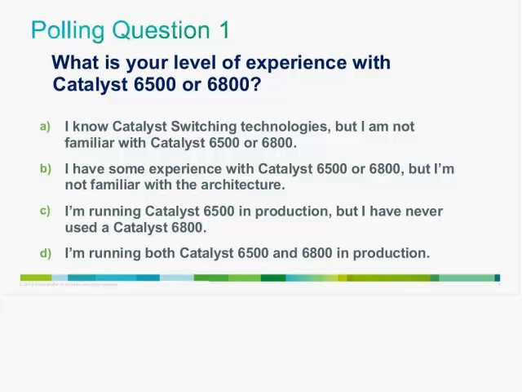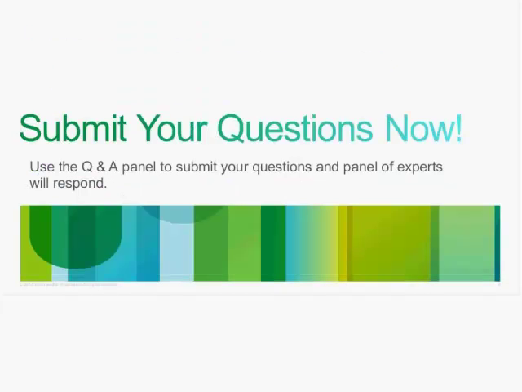We're going to start it off with the polling question. What is your level of experience with Catalyst 6500 or 6800? A, I know Catalyst switching technologies, but I'm not familiar with Catalyst 6500 or 6800. B, I have some experience with Catalyst 6500 or 6800, but I'm not familiar with the architecture. C, I'm running Catalyst 6500 in production, but I have never used a Catalyst 6800. Or D, I'm running both Catalyst 6500 and 6800 in production. So if you can take a moment to answer that, this will give Vivek an opportunity to tailor his presentation more to your needs. Make sure to go ahead and submit your questions, as we will answer them a little later in the broadcast.